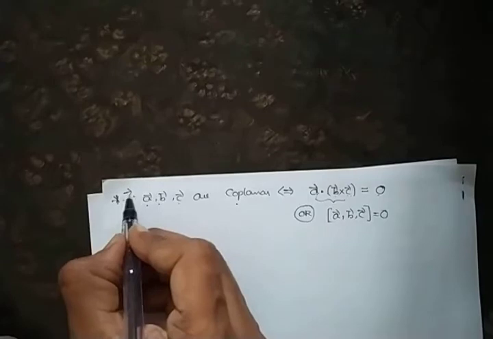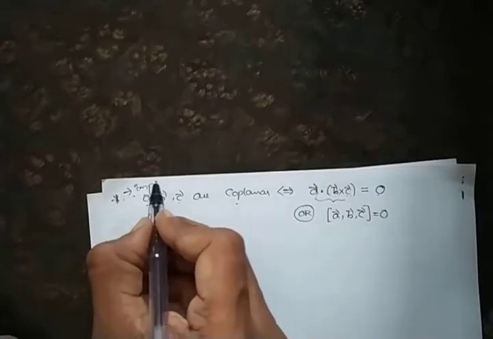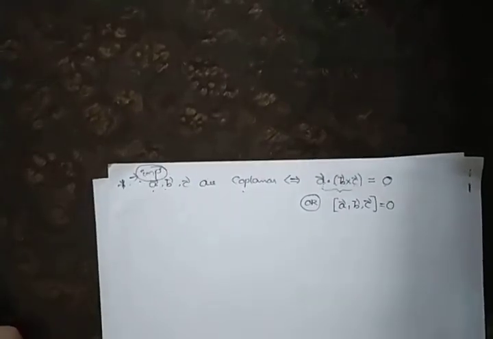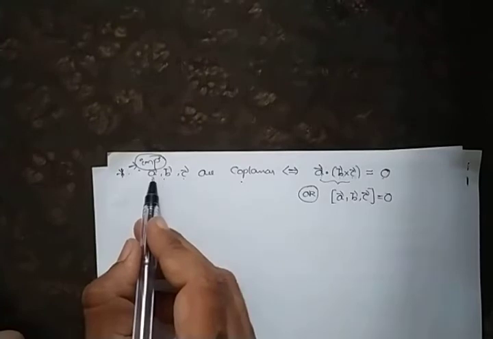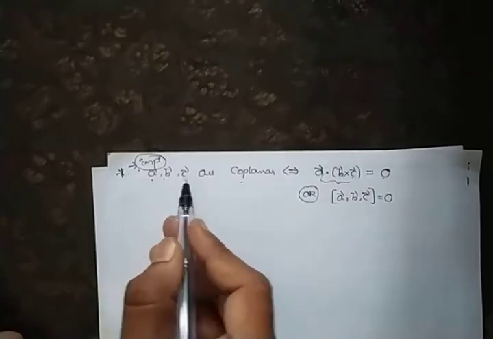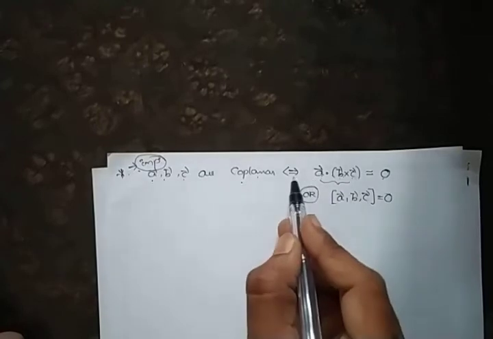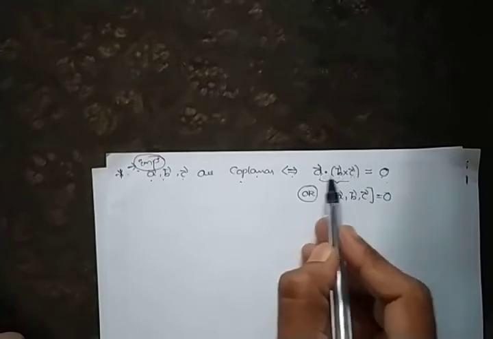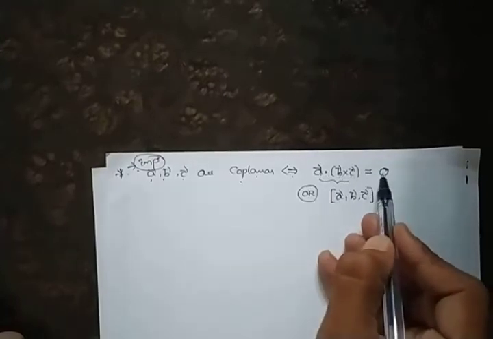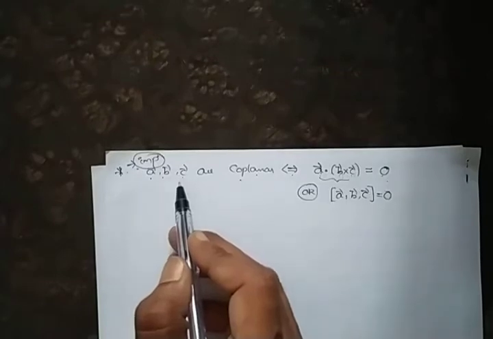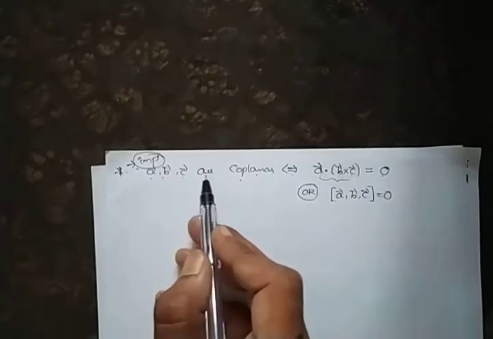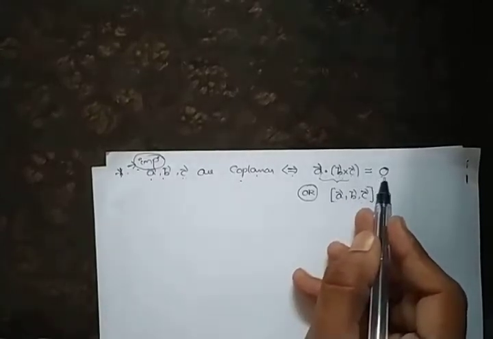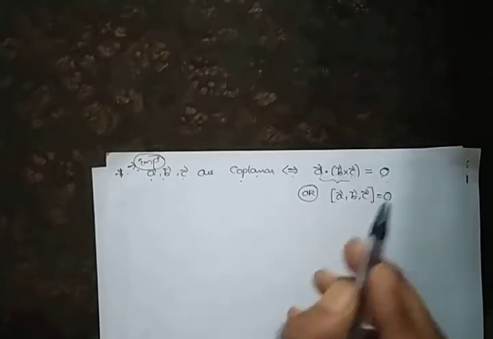This point is very important. You kindly mark it as an important point, right? Once again, a, b and c are said to be coplanar if and only if a dot b cross c is 0. If a dot b cross c is not equal to 0, then a, b, c are not coplanar. If they are coplanar, then that value should be 0. That means the scalar triple product value should be 0.